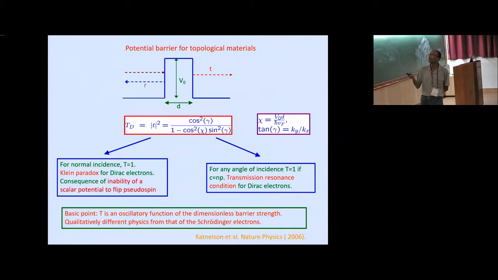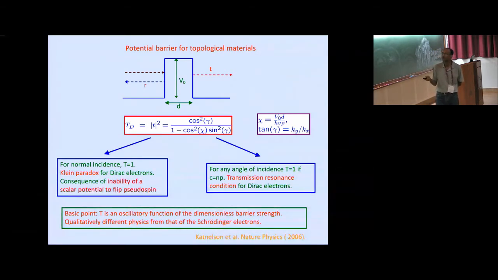One of them is that if the particle is incident normally on the barrier, you see that the transmission is unity. That's known as the Klein paradox, and there are various ways of addressing that. But our main focus would be on this: for any angle of incidence, transmission is 1 if this chi is an integer multiple of pi. Okay. So that's the transmission resonance condition for Dirac electrons.